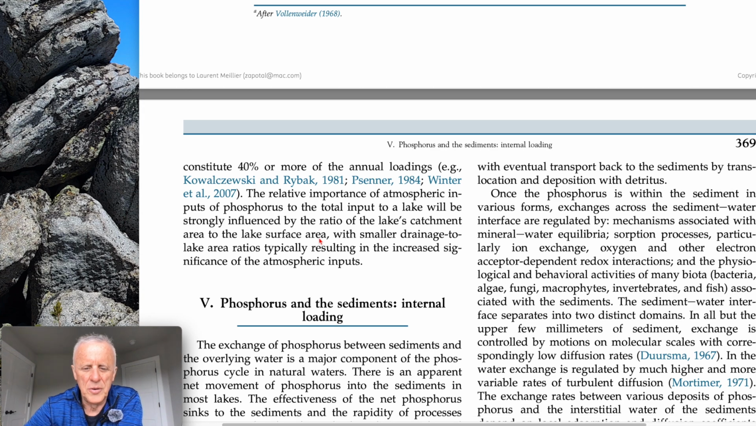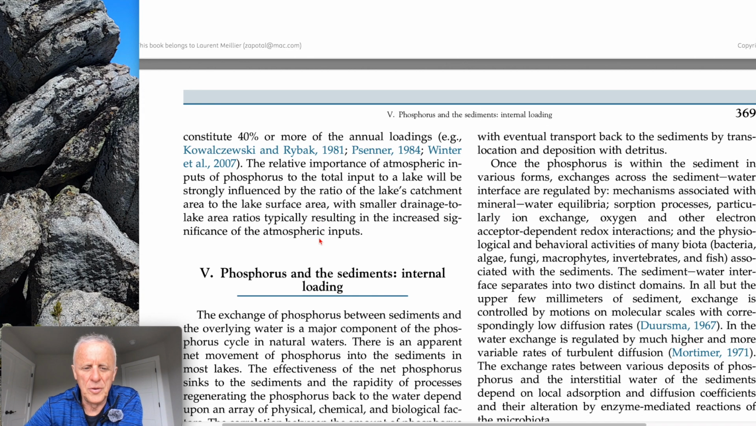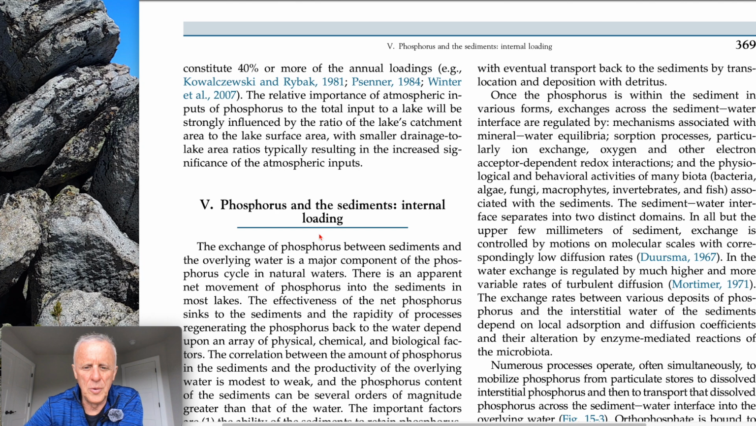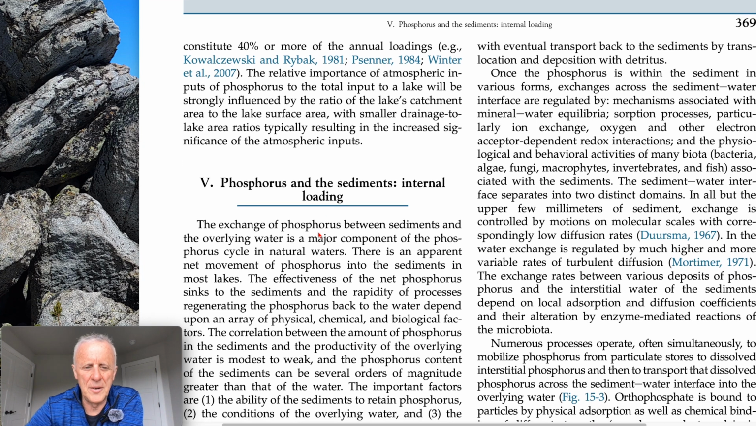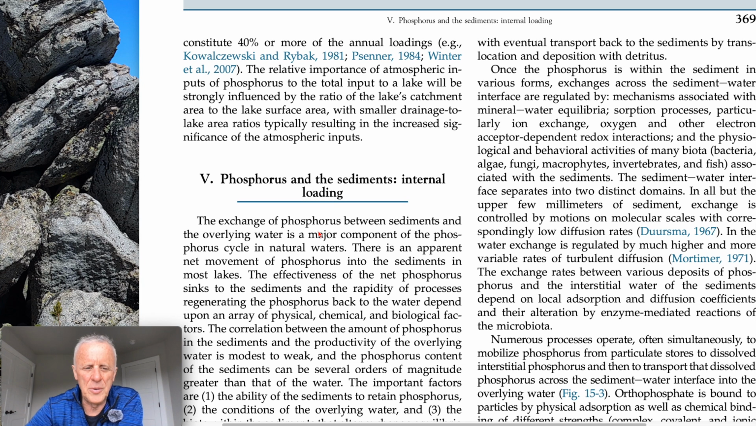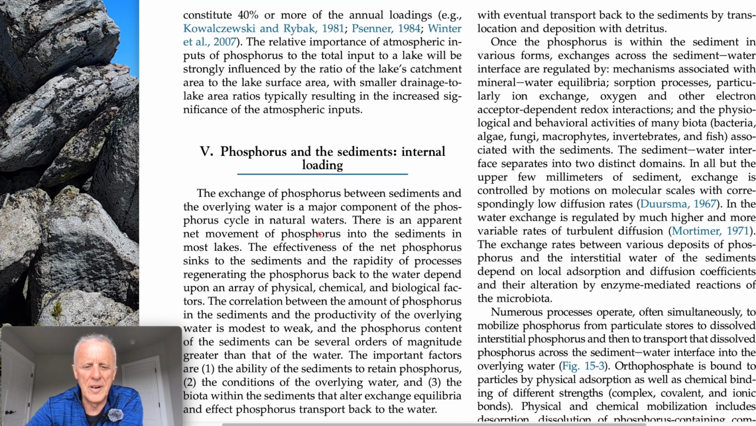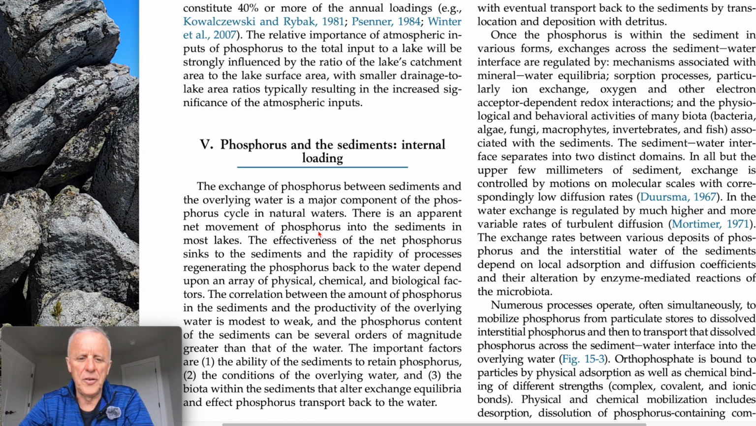The relative importance of atmospheric inputs of phosphorus to the total input to a lake will be strongly influenced by the ratio of the lake's catchment area to the lake surface area, with smaller drainage to lake area ratios typically resulting in the increased significance of the atmospheric inputs. Phosphorus and the sediments: internal loading.